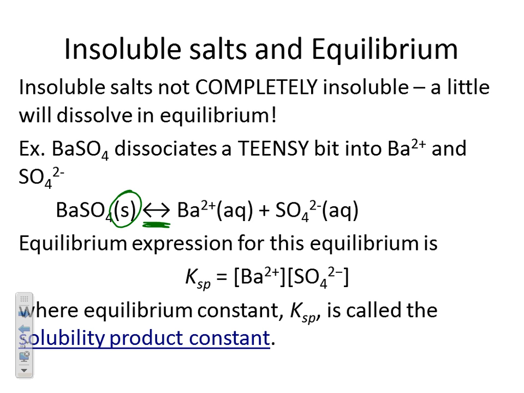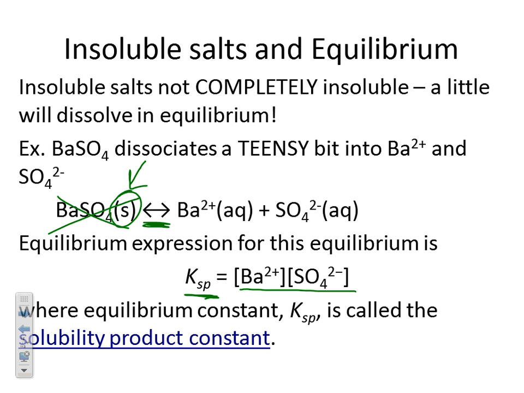But this is a solid, so I'm not going to include it in the equilibrium expression. I need it in the chemical reaction because it's part of the balanced chemical equation, but I don't need to put it in the expression. This is now something called Ksp. Ksp stands for the solubility product constant. It's essentially the flavor of equilibrium that deals with insoluble salts.